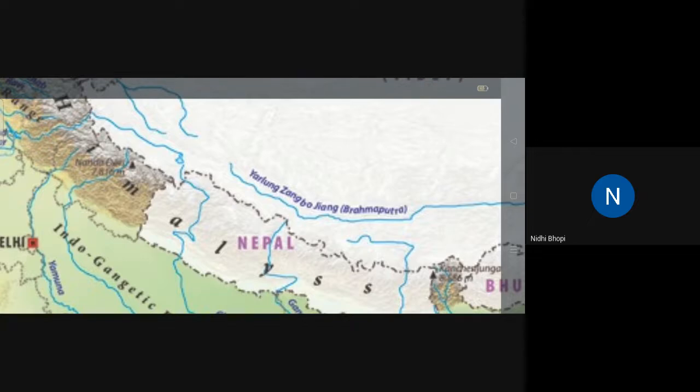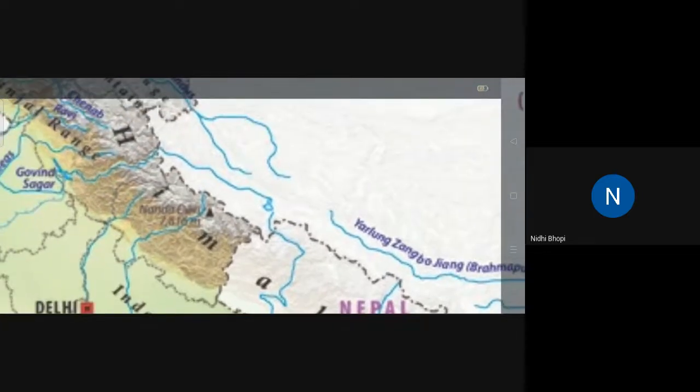Then we had river Indus and river Satluj, which I have already explained to you. They too rise from Himalaya. River Satluj rises from Lakas Lake and it enters into Punjab, then it flows into Pakistan.